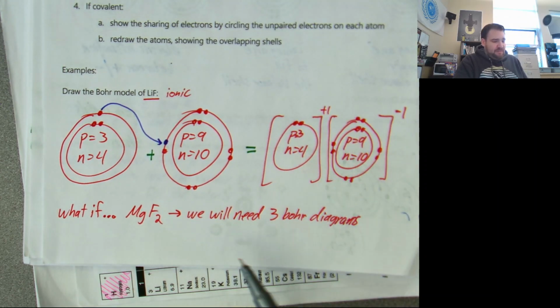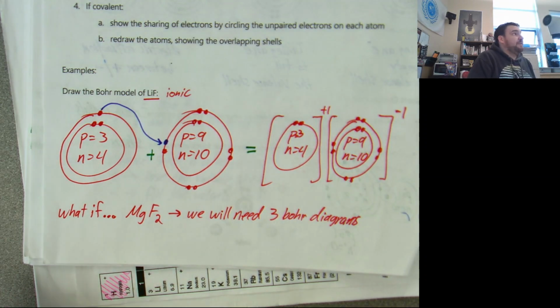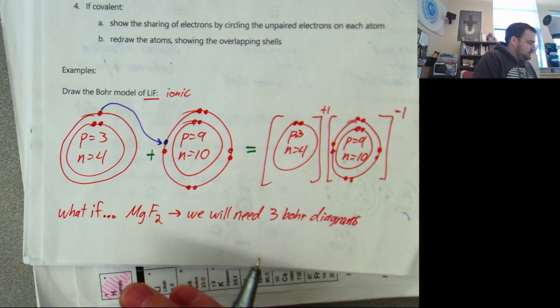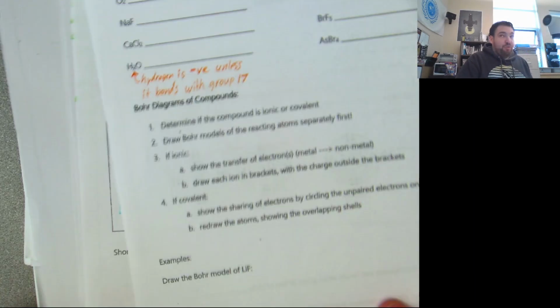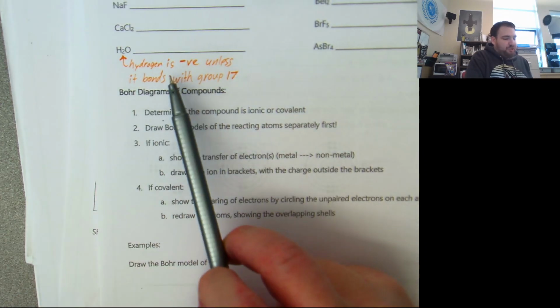Yes, Himparis. Okay, so when you're talking about hydrogen, right? You said if it bonds with any other element, it will turn positive. Any other non-metal? No, it'll stay negative. It turns positive only when it bonds with group 17. Sorry, did I say that backwards? Regardless of what I said, go with what I wrote. What I wrote is correct.